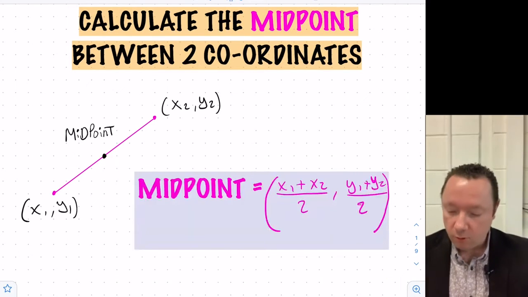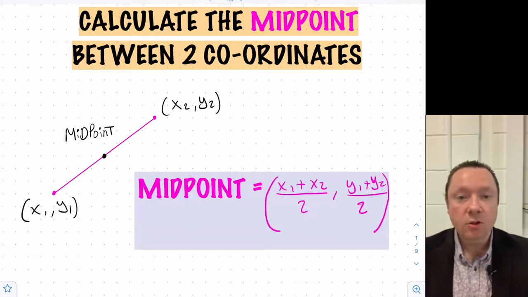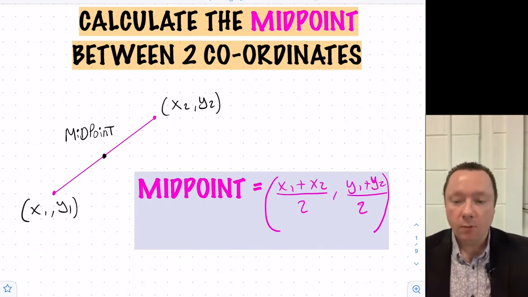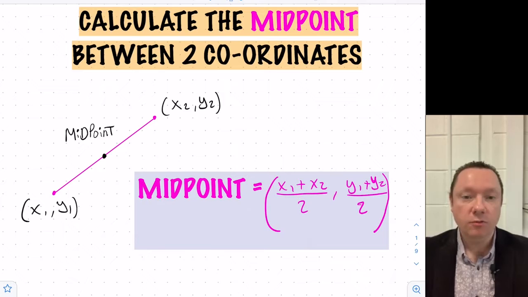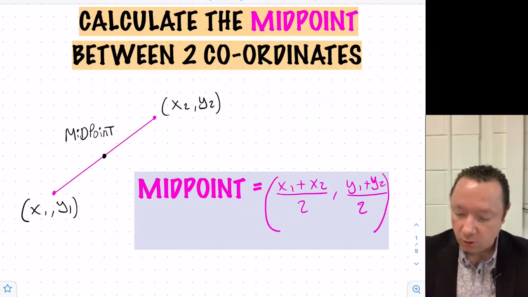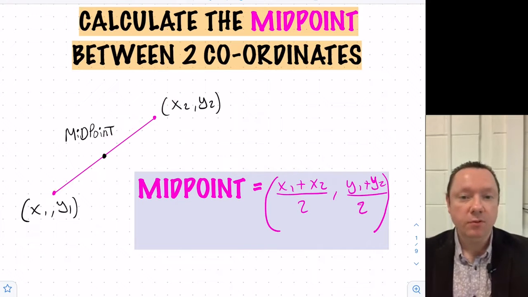Our midpoint formula would be x1 plus x2 divided by 2, the average of the x's, and then y1 plus y2 divided by 2, the average of the y's. Now you can remember this formula or just use your common sense that it is the average of x's and average of y's each time if you don't want to remember a full formula. Let's go into a few examples.